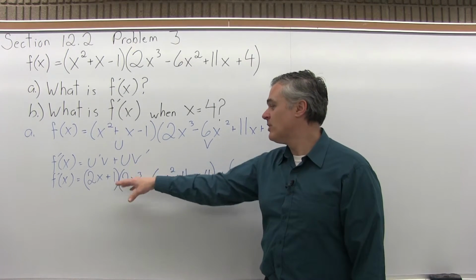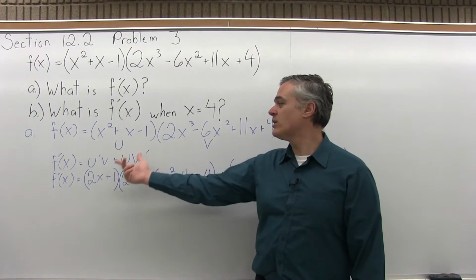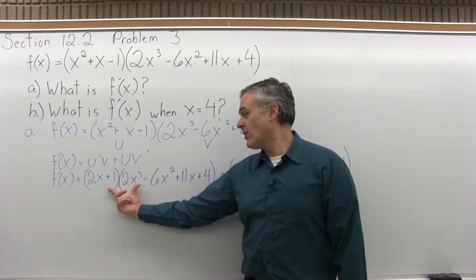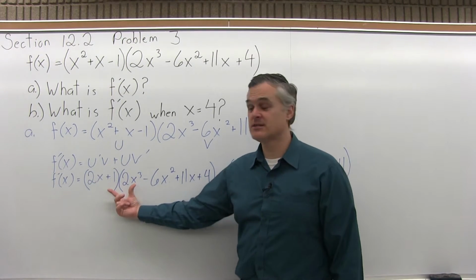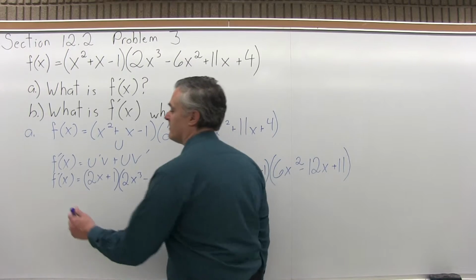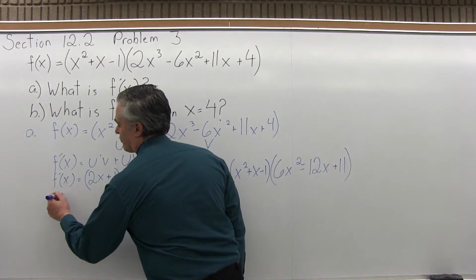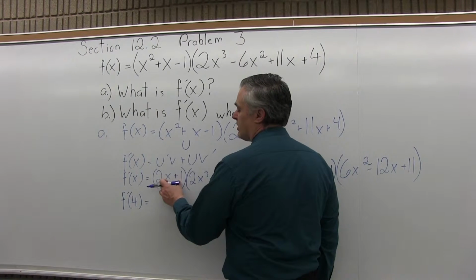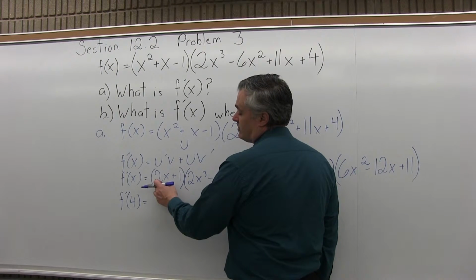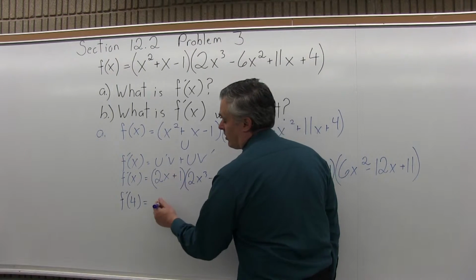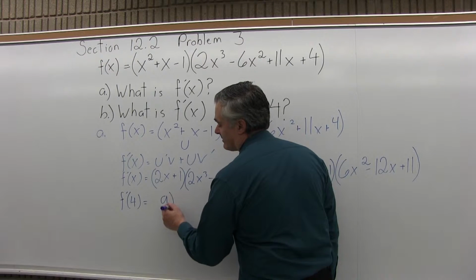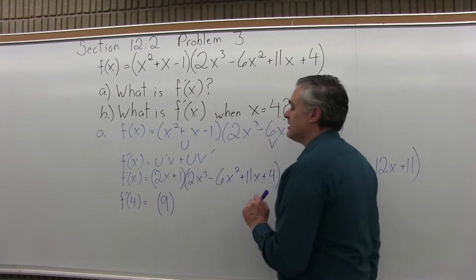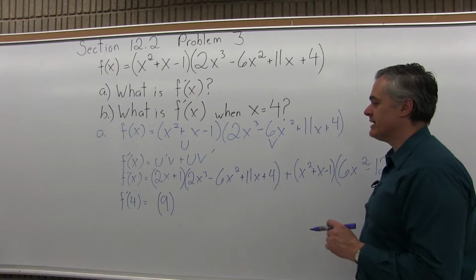I don't have to do out the FOIL and everything. The whole point of knowing the product rule is to avoid having to FOIL out stuff like this. So let's just put in the 4 right now. F prime of 4 equals the 2x plus 1. You're going to have 2 times 4 is 8 plus 1 more. Let me just write this as a 9, just to keep things kind of neat and consolidated.